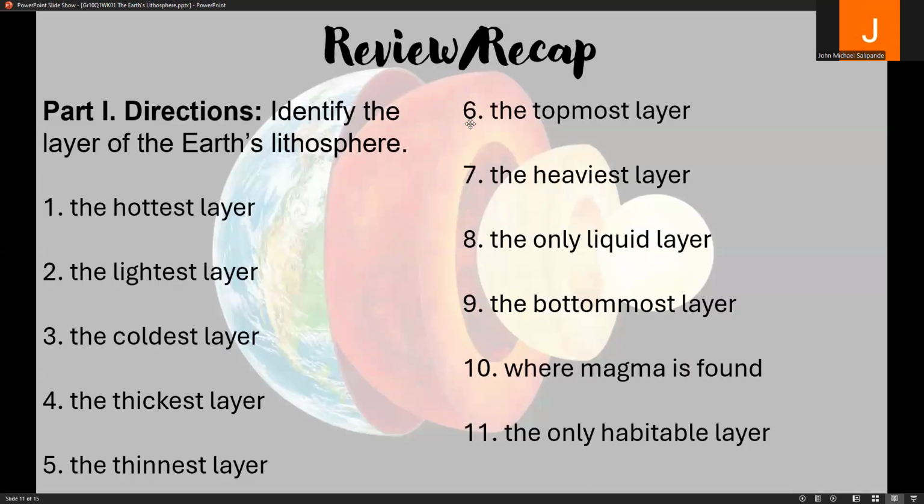Now, let's review and recap by identifying the layer of the Earth's lithosphere. Number one, the hottest layer is the inner core. The lightest layer is the crust. The coldest layer is also the crust. The thickest layer is the mantle. The thinnest layer and the topmost layer is the crust. The heaviest layer happens to be inner core. The only liquid layer happens to be outer core.